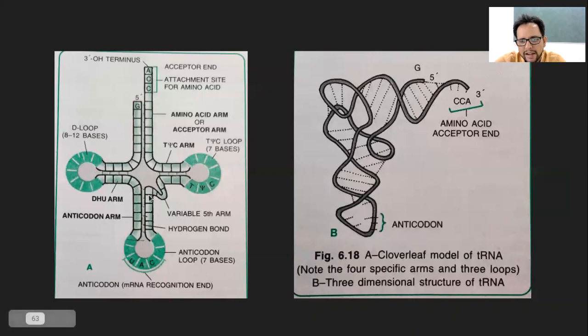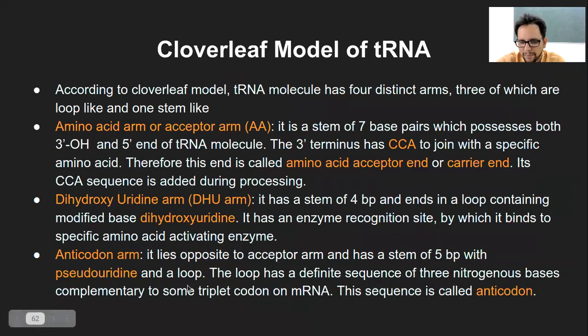So here also, this one is the anticodon arm, and they are made up of pseudouridine base pairs, and then there is a loop which has the anticodon as well. So the loop has a definite sequence of 3 nitrogenous bases complementary to some triplet codon on mRNA, and this sequence is called the anticodon.